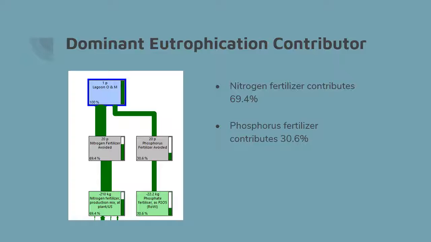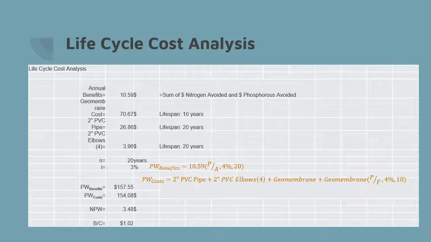The present worth benefits were calculated using a lifespan of 20 years and an interest rate of 3%. The present worth benefits came out to $157.55. The present worth cost was calculated using the same lifespan and interest rate and came out to $154.08. The net present worth was calculated to be $3.48.